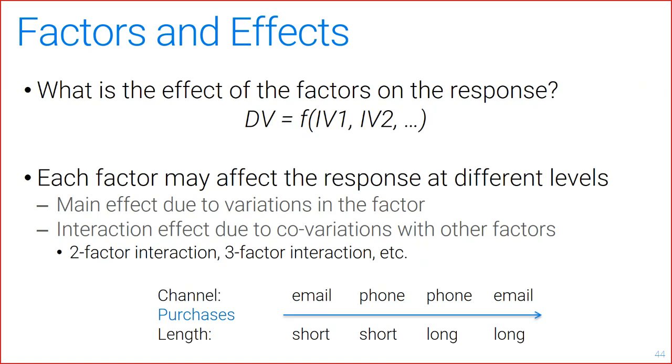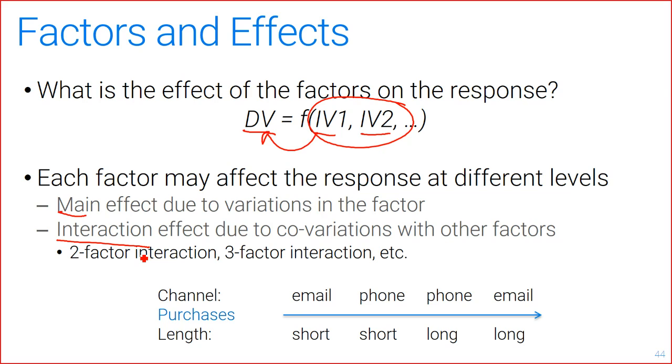So remember what we talked about. We were describing our studies in terms of functions. So we said the dependent variable was some function of, or depended on, a set of independent variables, right? And all the time we're interested in knowing what is the effect of these independent variables on the dependent variable, on the response. Now it's important to realize that each of those factors may affect the response at different levels. And we differentiate between the main effect and the interaction effect. The main effect of a factor is the effect due to variations in the factor.